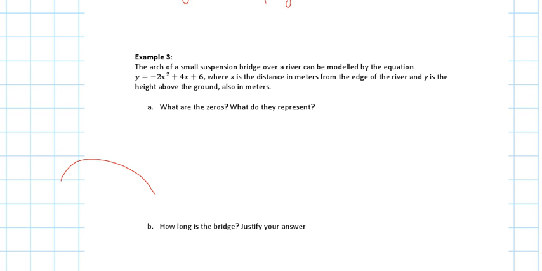Anyway, what are the zeros and what do they represent? What are the zeros? How do you find them? Into what form? Factored. It is in standard form, so convert to factored form.